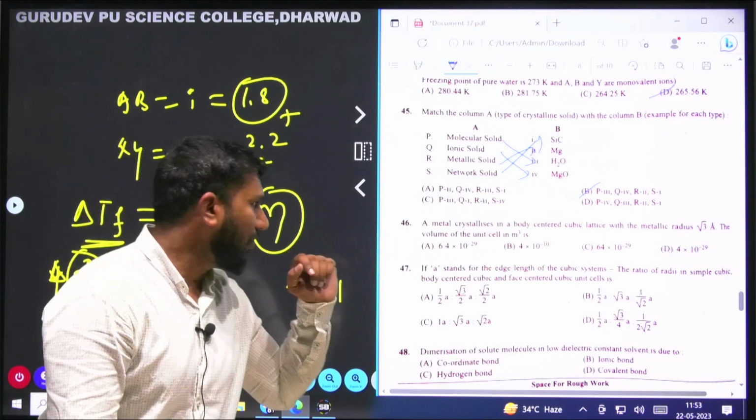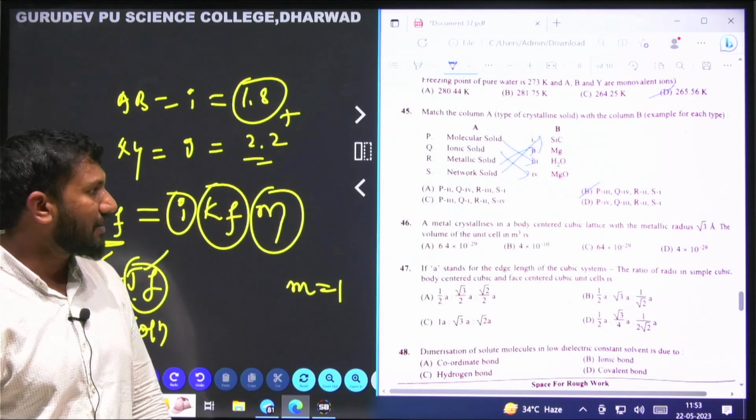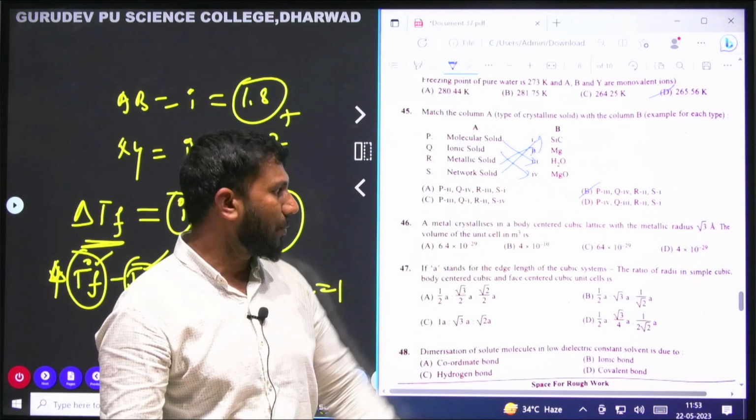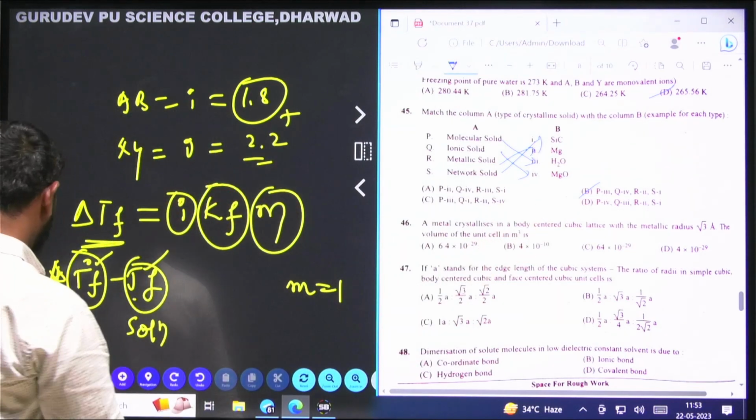Okay, now I'll move on to question number 46. A metal crystallizes in a body centered cubic lattice with metallic radius.